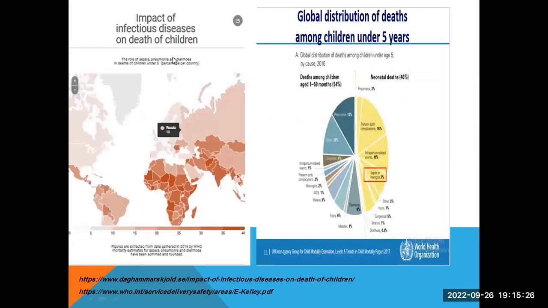As you can see here, you can find the impact of infectious diseases on children. There is a very high burden of infectious diseases. Sepsis and meningitis are very common causative organisms for death in children under the age of 5, according to the WHO report of 2016.